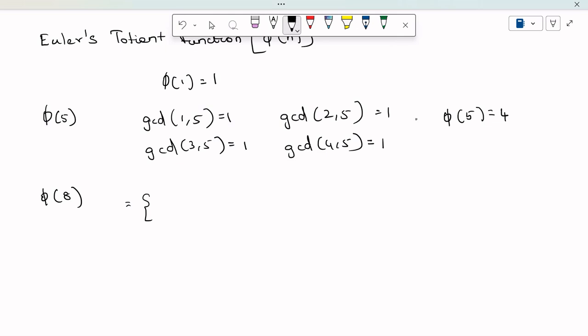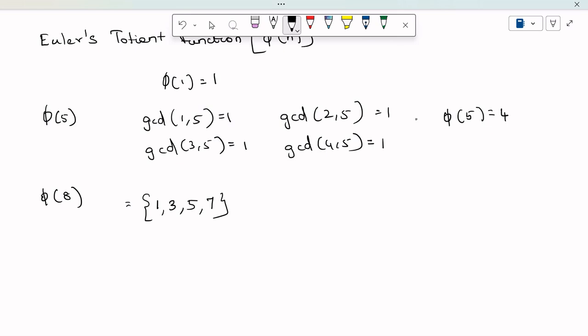Yeah. So GCD of 1 and 8 is 1. 2 and 8? No, it is not relatively prime. 3 and 8? Yeah, it is relatively prime. 4 and 8? Not relatively prime. 5 and 8? Yes. 6 and 8? No, it is not relatively prime. 7 and 8? Yes. No, that's it. Right? So less than 8.